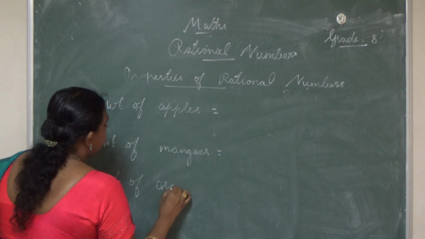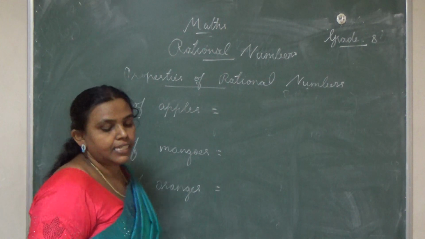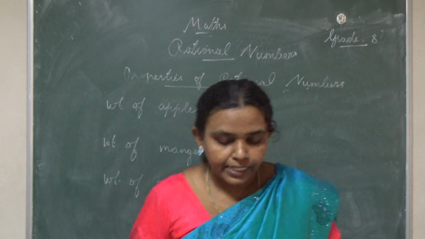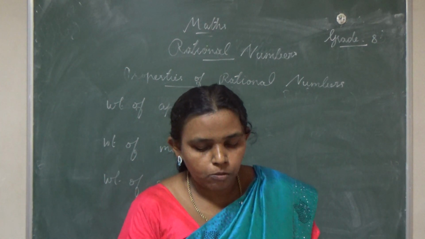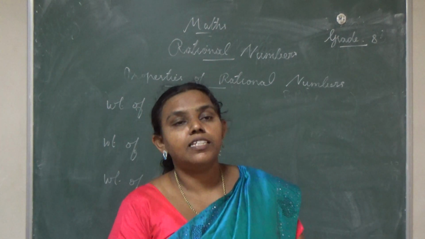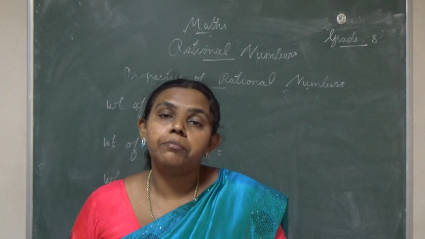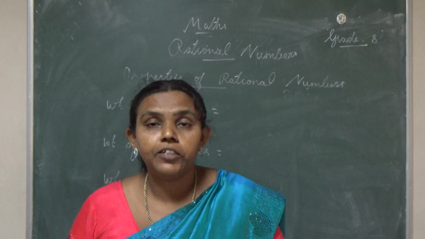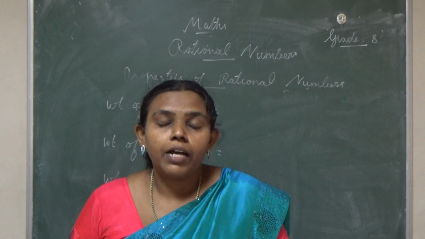Weight of apples, mangoes and oranges. A basket contains 10 2/3 kilogram of apples, 12 3/5 kilogram of mangoes and 10 kilogram of oranges. What is the total weight of the fruits in the basket? This you have learnt already. You will be able to understand this easily. So a basket is containing some apples, some mangoes, some oranges.